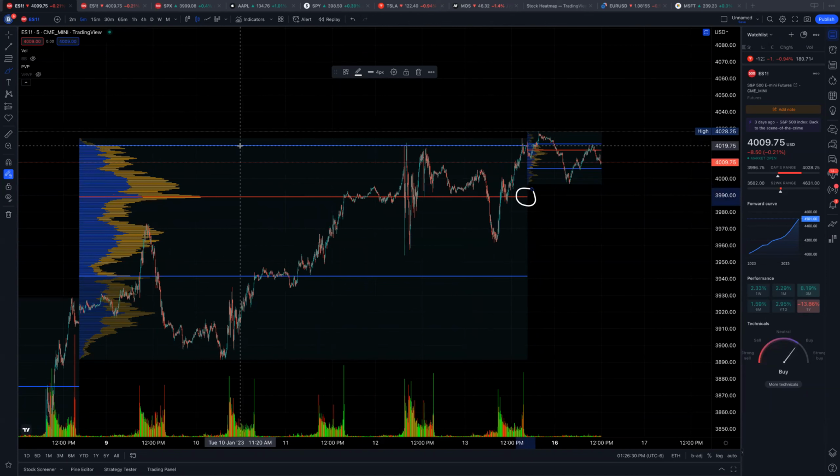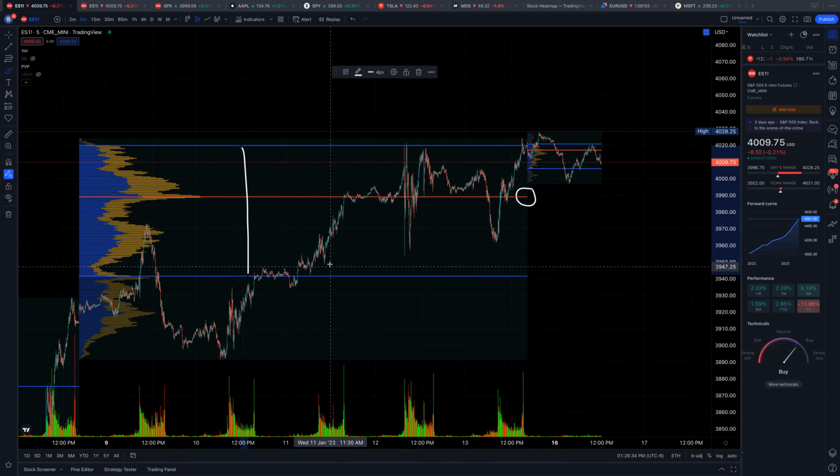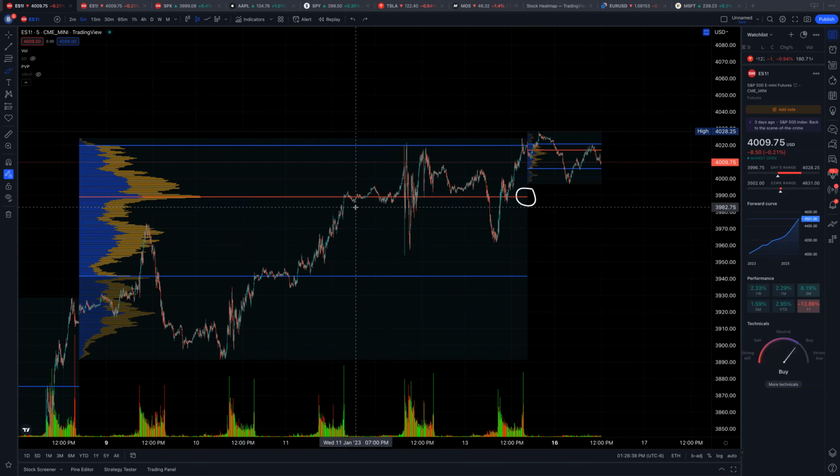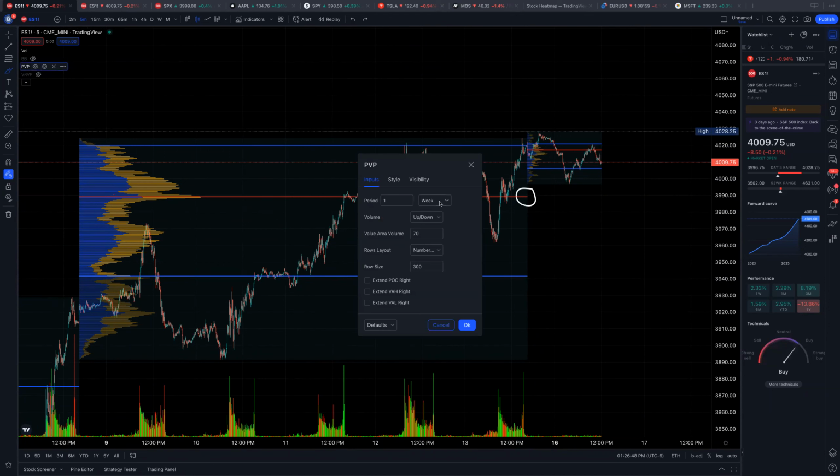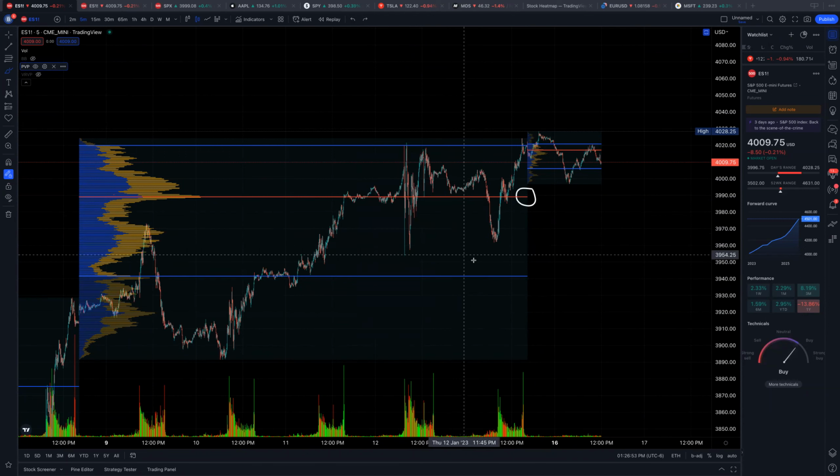So the value area is from this blue line to this blue line. And that's basically the most important price zone for the session, for this weekly session. Have in mind that this is a weekly volume profile. We can always switch it to a daily, but we're just using this so we can see a little bit better. So we get the point of control where 70% of the trading happens.